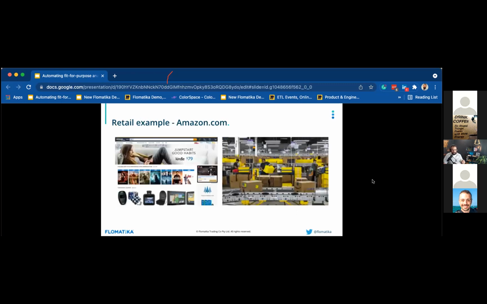A retail example would be Amazon.com, for instance. You go to Amazon, you search for new gadgets for your home office, and you proceed to check out. And then between you making the purchase and receiving the goodies, there's Amazon's warehouse and fulfillment process where they pick, pack, and ship your products with maximum efficiency, etc.